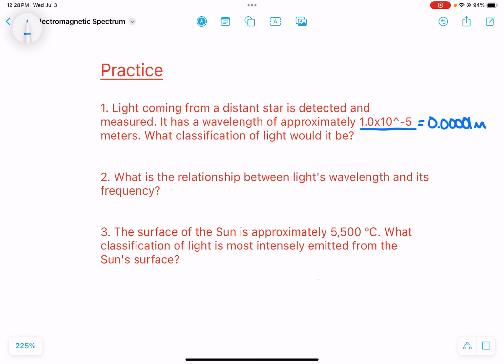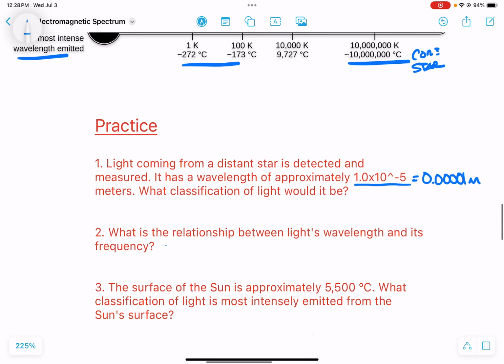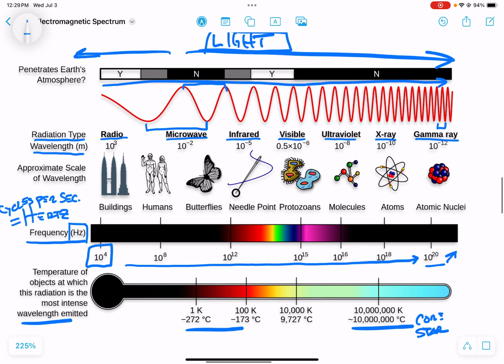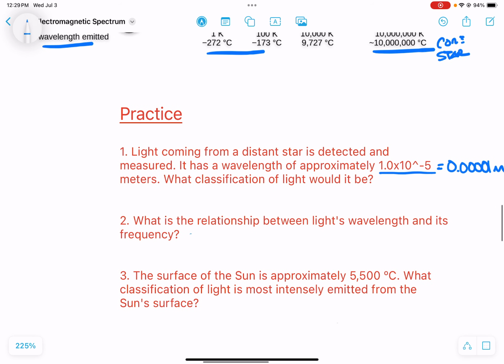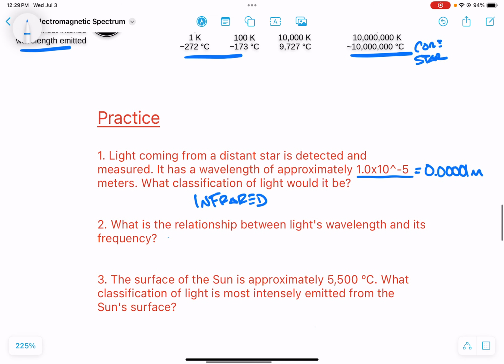0.00001 meters, okay, wavelength. Well, let's look at our wavelength part of the spectrum right here, and we see that infrared light has that wavelength, okay, 10⁻⁵ meters. And so the answer would simply be infrared. That object or star would be emitting primarily infrared radiation in that example.